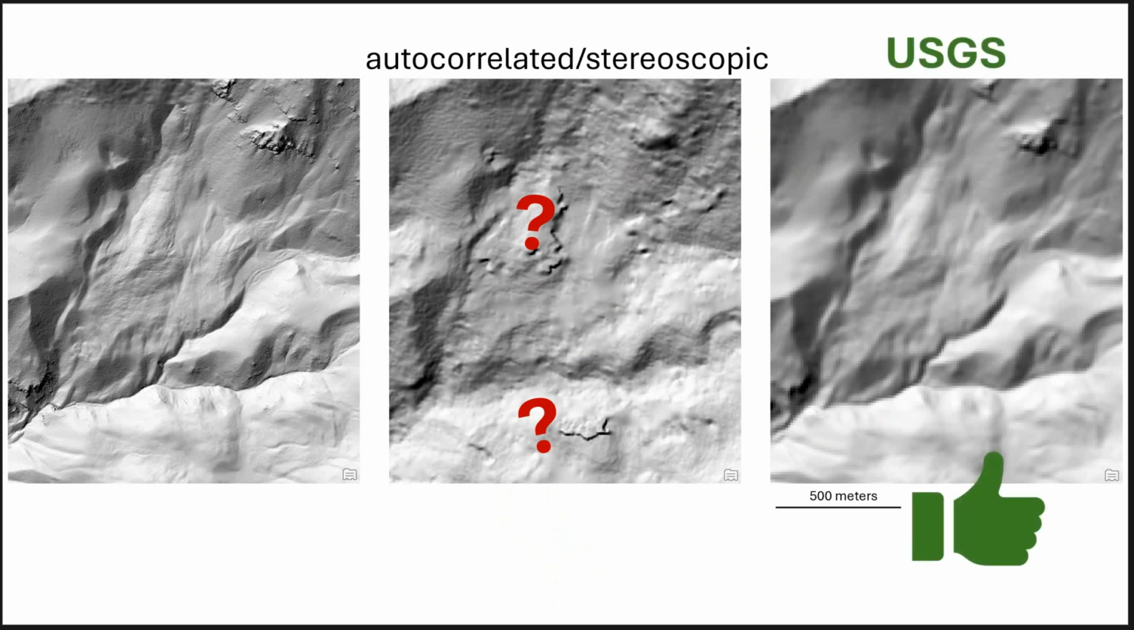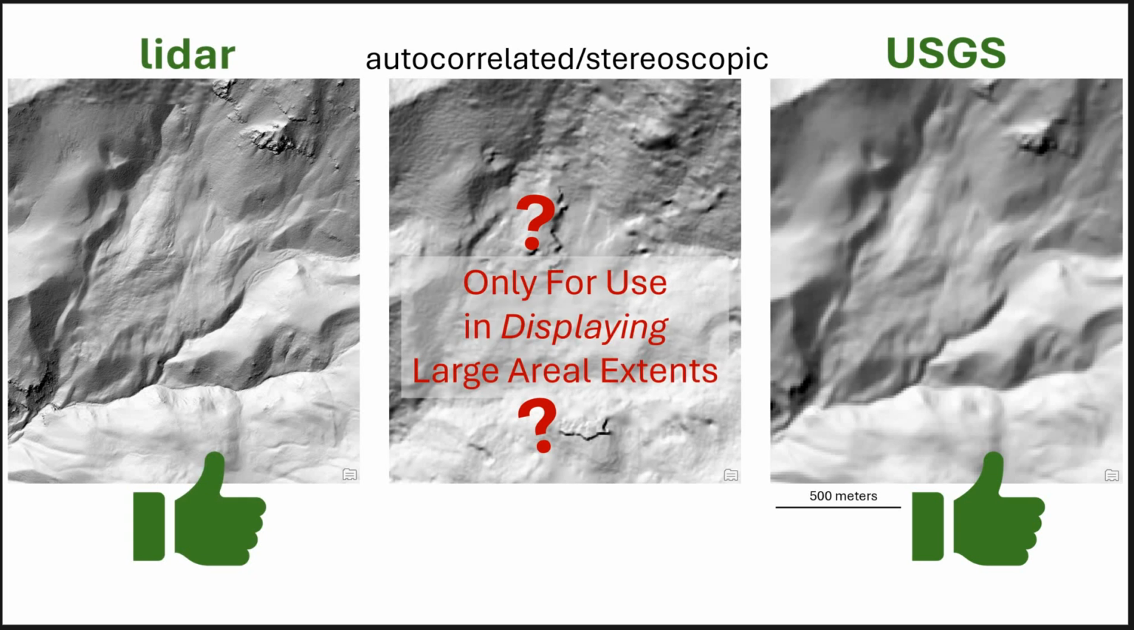So what's the moral of the story? The 10 meter DEMs available from the USGS are very high quality and serve almost all purposes unless very small surface features are needing to be detected. And then you will need better data. LiDAR-derived data, drone data where you create structure from motion, that kind of thing. The autocorrelated data should be used for display purposes at relatively large aerial extents only. Don't use this data for any kind of surface analysis. The error is just too high.